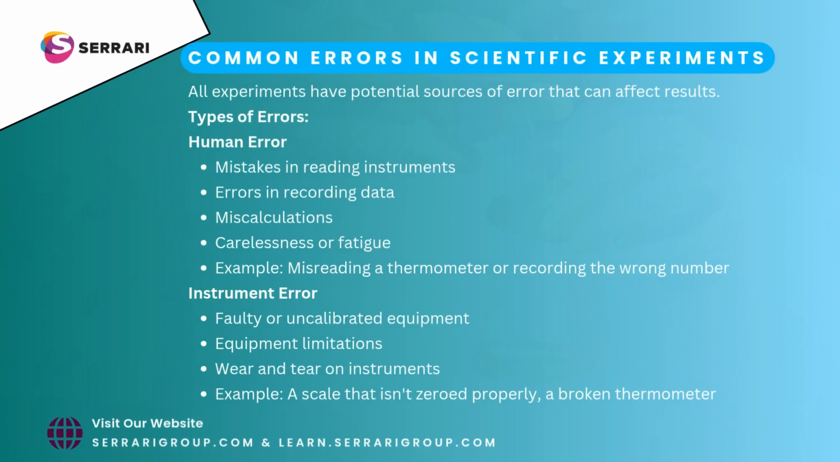Common errors in scientific experiments. All experiments have potential sources of error that can affect results. Types of errors. Human error. Mistakes in reading instruments. Errors in recording data. Miscalculations. Carelessness or fatigue. Example, misreading a thermometer or recording the wrong number.